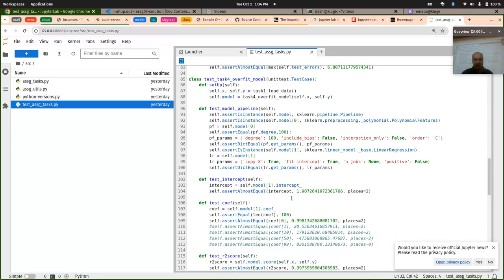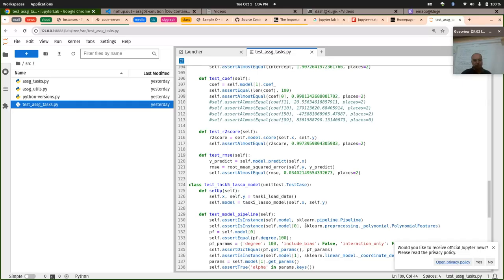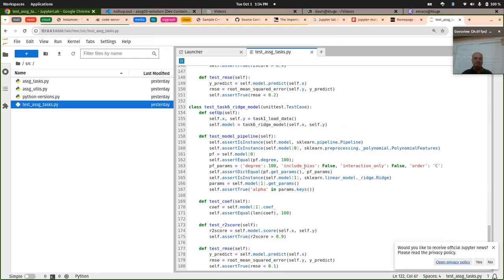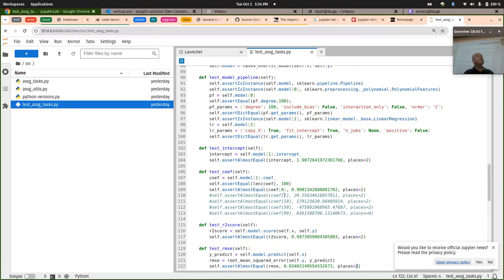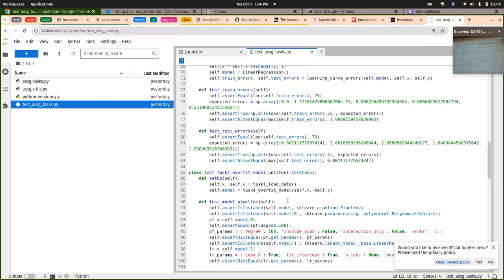So, for example, for our test of the overfit model, we're just expecting that you fit a degree 100 model, and that the first coefficient is about 1. And we're expecting that the root mean squared error is about 0.34, to 2 decimal places, things like that. And I am going to talk about the regularization. After you fit the basics, the underfit and the overfit model, you have to try and get a better model by adding regularization. That's where you have to use the lasso and the ridge. But I'll talk about that on Thursday.